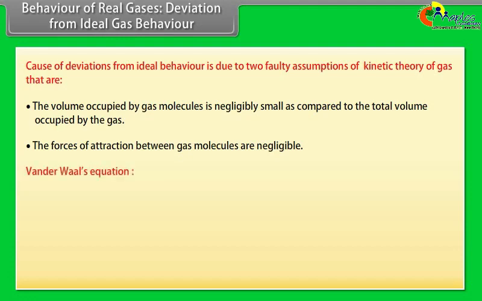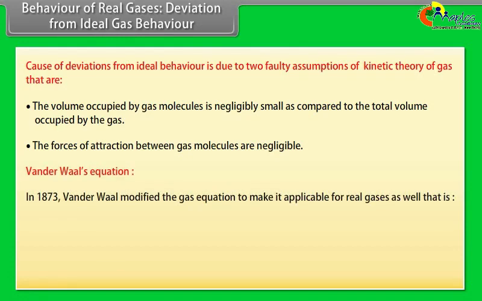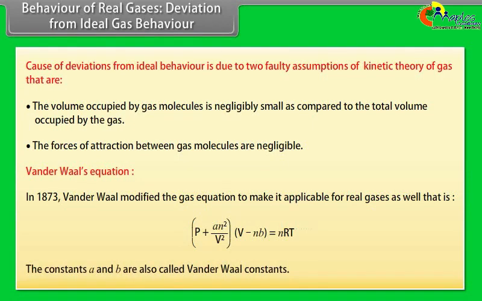Van der Waals equation. In 1873, Van der Waals modified the gas equation to make it applicable for real gases as well. That is, (P plus an squared by V squared) into (V minus nb) is equal to nRT. The constants a and b are also called Van der Waals constants.